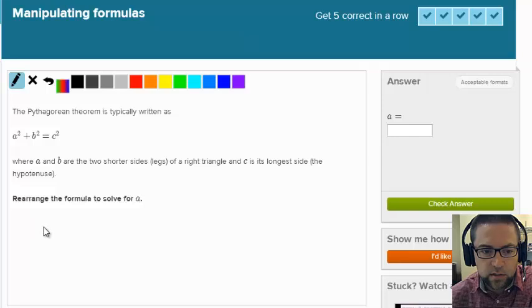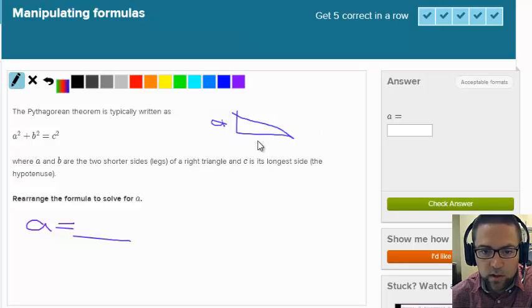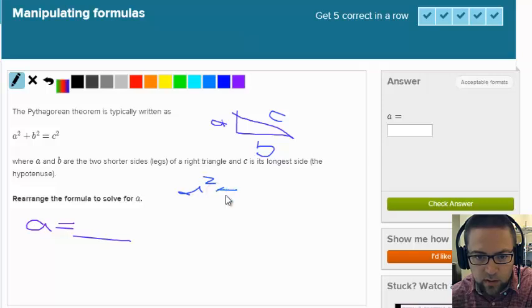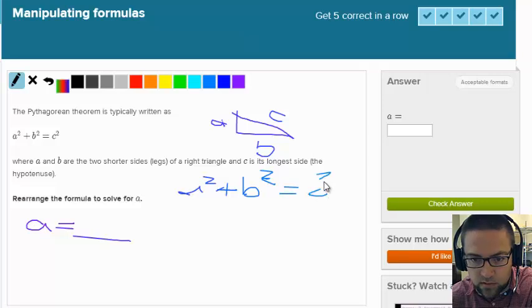So what we want to do is end up with a formula that's just a equals blah blah blah, right? And just to give a picture of what this is, if you have a right triangle and you have two shorter legs, length A and length B, and then the hypotenuse is length C. Okay, so maybe you're given the hypotenuse and a side of a triangle, so then you need to find out what that side is. Okay, so let's go ahead and do that. So we start off with a squared plus b squared equals c squared.